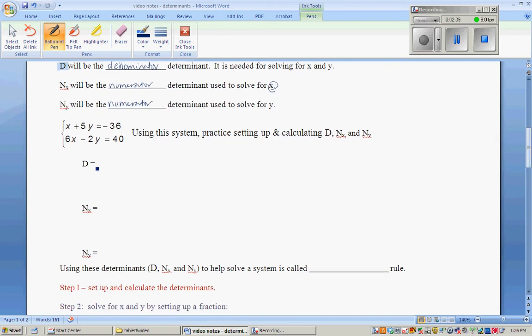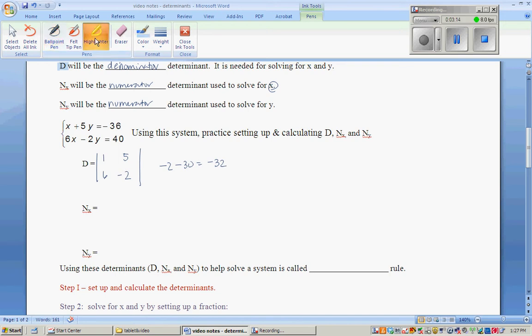To set up the determinant for the denominator, you use the x and the y coefficients, and you just set them up in the order that they're in. For example, 1 and 6, and then 5 and negative 2 for the y's. Now we just calculate our determinant. Negative 2 minus 30, and that gives us negative 32. So our denominator determinant is going to be negative 32.